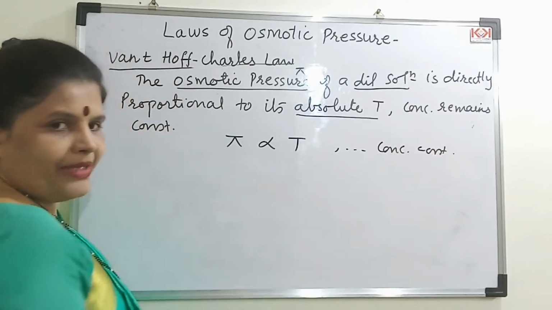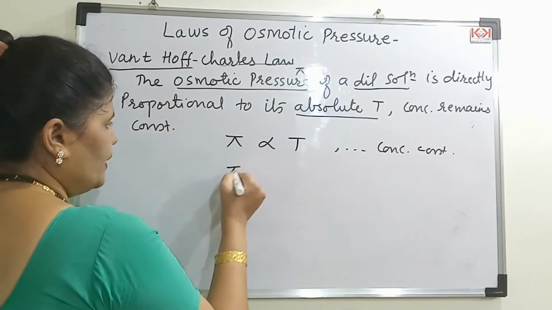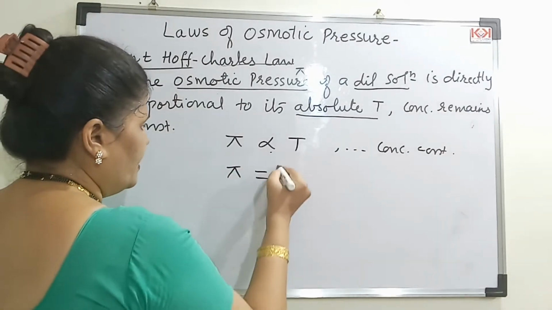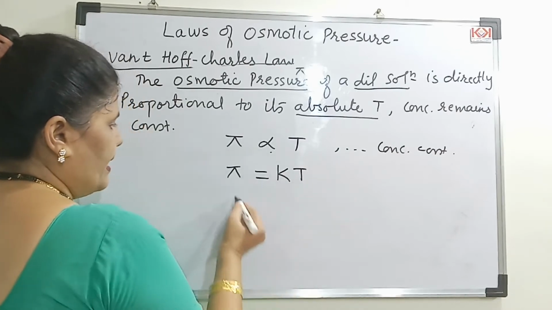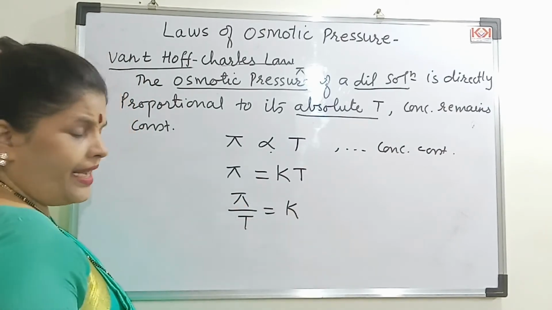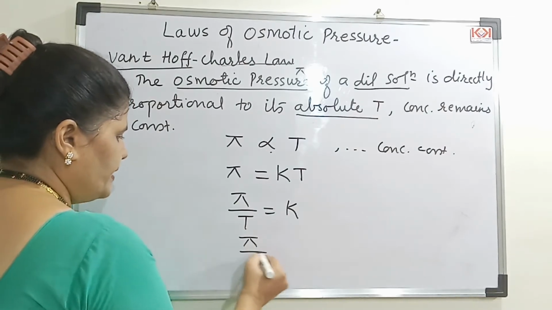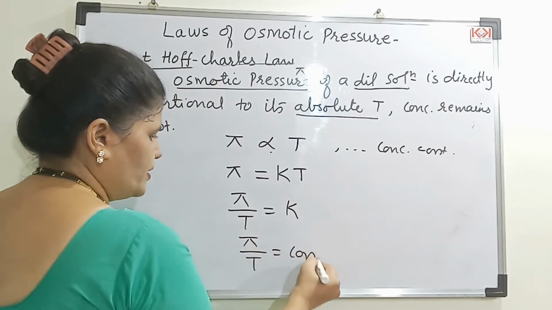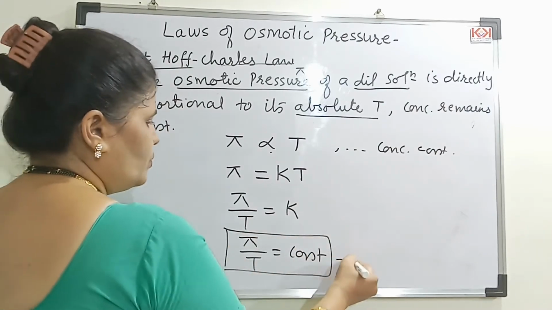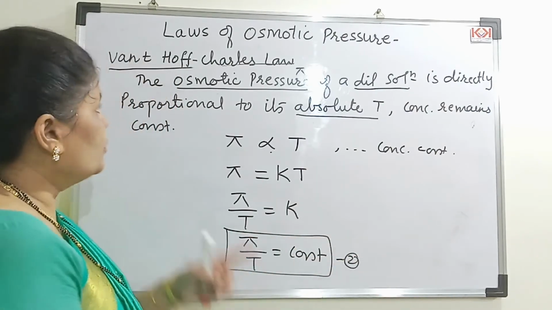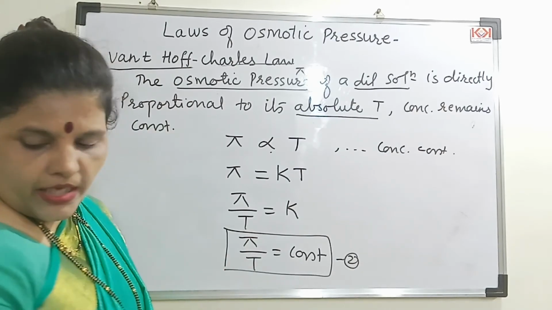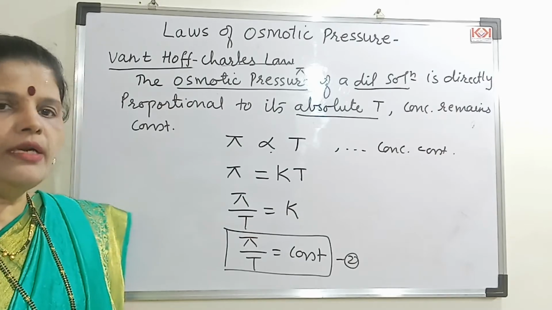Now we cannot keep the equation in this form, so I will replace this proportionality sign by a proportionality constant, that is K. If I reframe this, pi by T is equal to K. What is K? It is a constant, so pi by T is equal to constant. So this is equation 2. The previous equation was 1, that is Van 't Hoff-Boyle's law. This is Van 't Hoff-Charles law. Now let us see the next one, that is Van 't Hoff general equation.